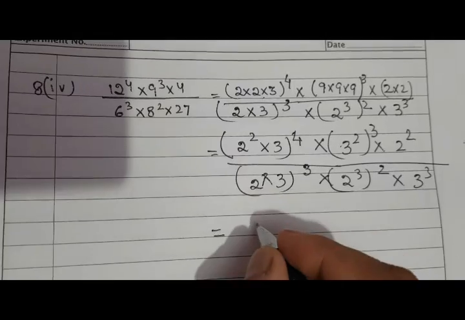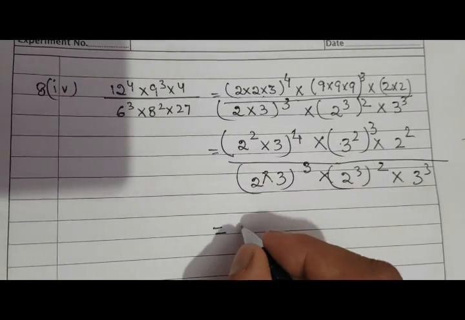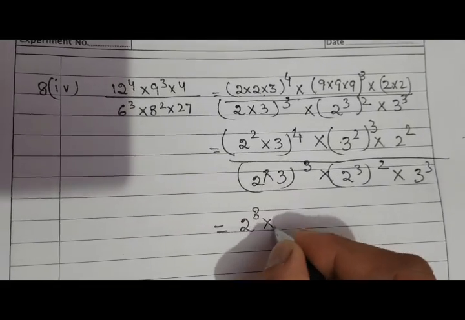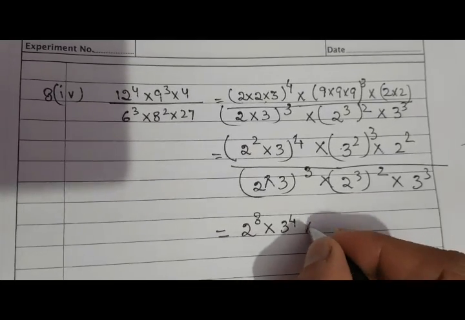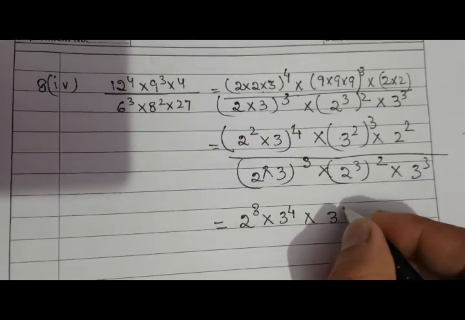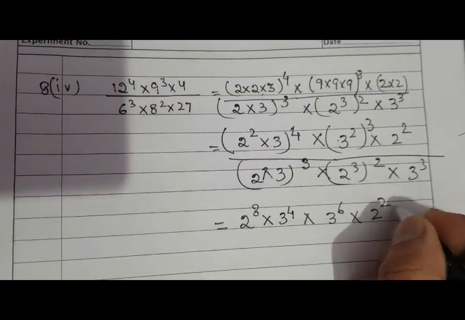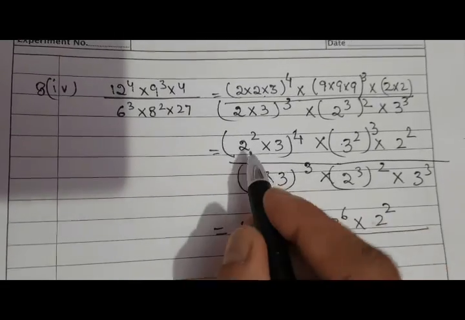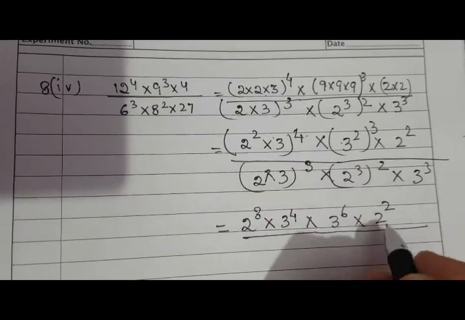Okay, after this what we will do is, we will actually multiply these powers. So 2 4s are 8, 2 to the power 8 into 3 to the power 4 into, we have 3 square, 3 to the 6, 3 to the power 6 into 2 to the power 2. See, 2 4s are 8, 3 4 6 2.